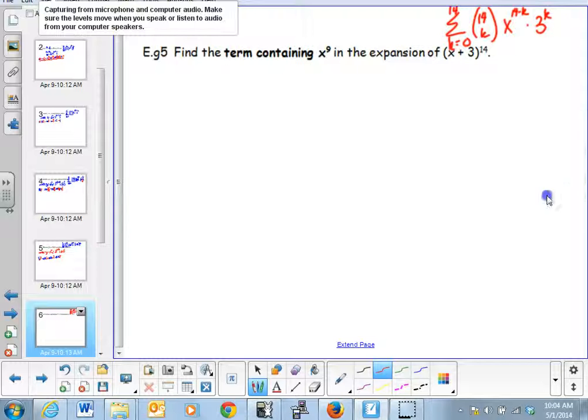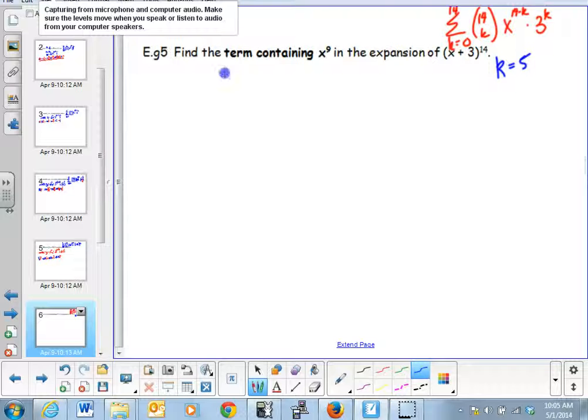So what that tells me is if I want x to the 9th, that means 14 minus something needs to give me a 9. I think that something, my k, must be equal to the number 5. So I'm going to just want to find the fifth term when k equals 5. I don't have to do the whole binomial expansion. So I just want that exact one term.